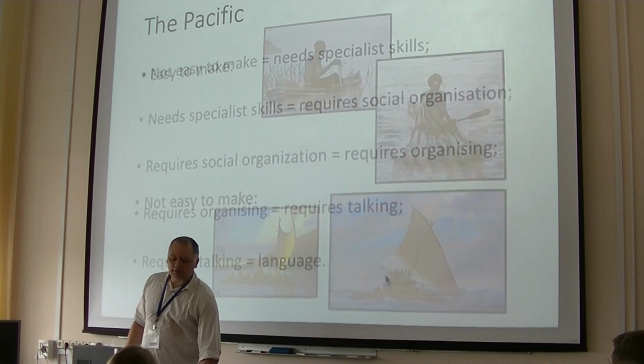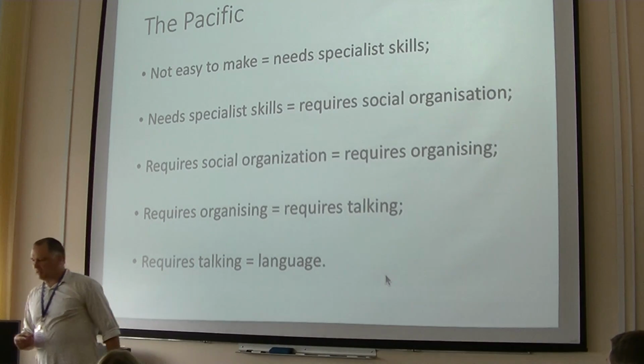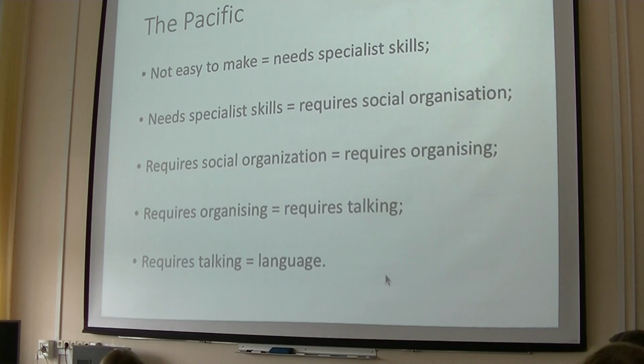But what it means importantly for us is, a boat that isn't easy to make needs specialist skills to make. For someone to have specialist skills, you need a social organization that allows people to have specializations. To have a social organization requires organizing. To organize requires talking, communicating. And requiring talking means you have language.